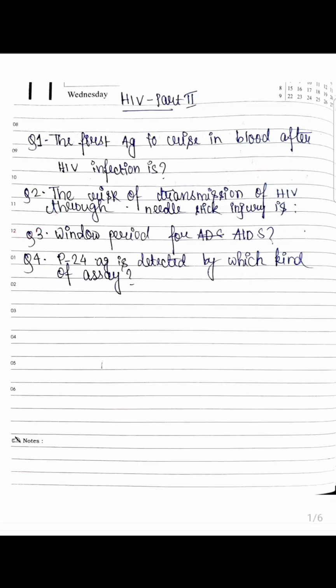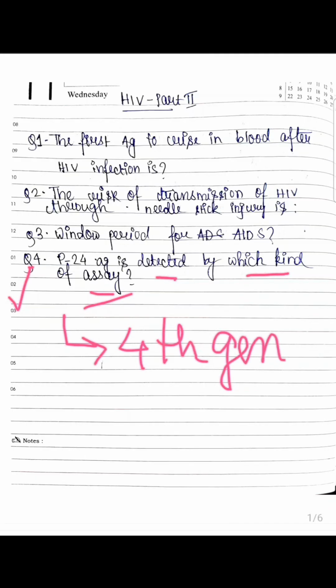Then the window period for AIDS. I have said it in the last video. You can check it out if you're unable to say it for yourself. And the next one: the P24 antigen is detected by which kind of assay? It's detected by fourth generation ELISA.